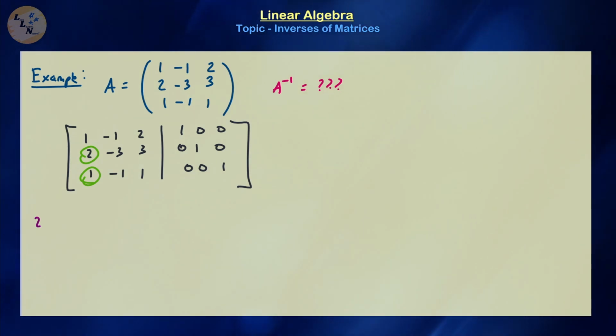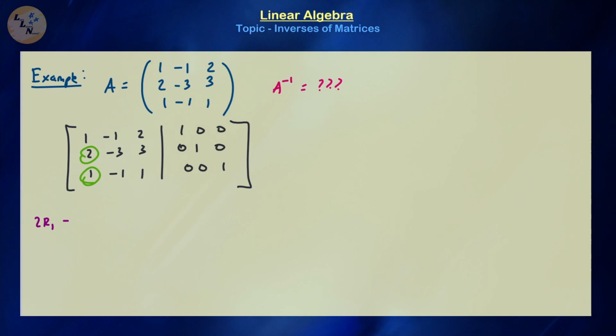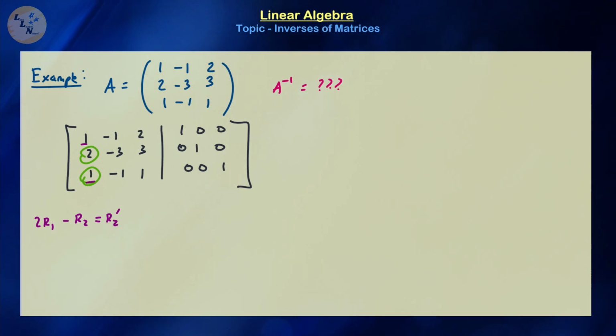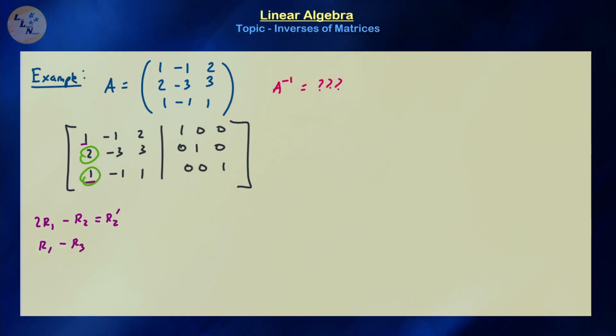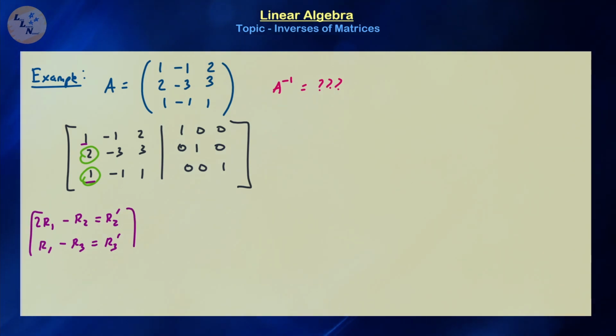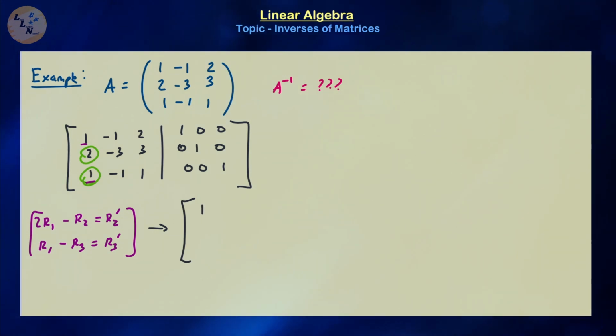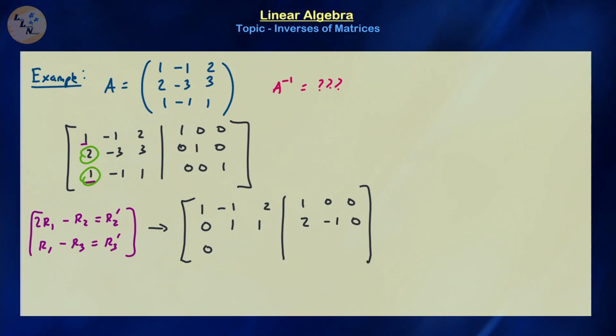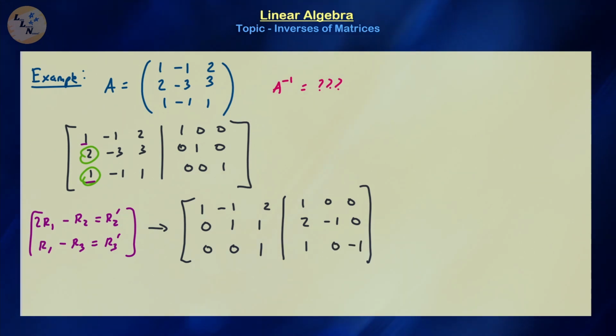So one thing you can do is you can do 2 times row 1 minus row 2, and that's going to give us a new row 2. And then for that, since we have 1 and 1 there, we can just subtract those rows. So row 1 minus row 3, and that's going to give us a new row 3. Once you do that, that's going to give us what? So row 1 is going to remain unchanged. So 1, minus 1, 2, 1, 0, 0. And then we're going to have what? So 0, 1, 1. And don't forget to change the identity side of these things, right? Because we still need to apply that operation to that side. So that's going to give us 2, minus 1, 0. And then on this last row, we're going to have 0, 0, 1, and then 1, 0, minus 1.